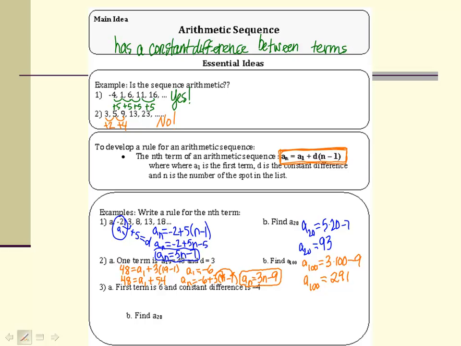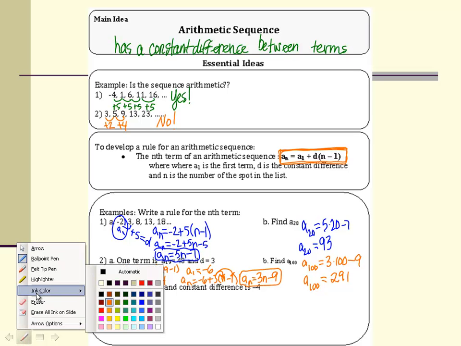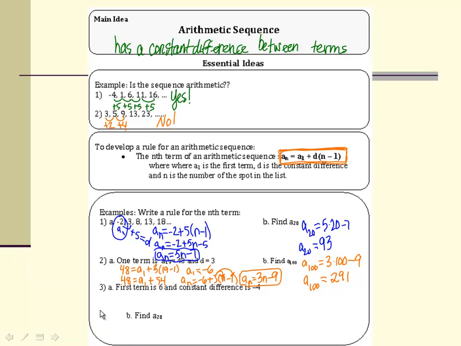Let's look at number 3 here. It says the first term is 6, so that's really a sub 1, and our constant difference is -4, so that's d. So they gave us a sub 1 and d. We can just plug them into our formula and simplify it, and then we can find a sub 20. So a sub n equals a sub 1 is 6 plus my constant difference is -4 times n minus 1.